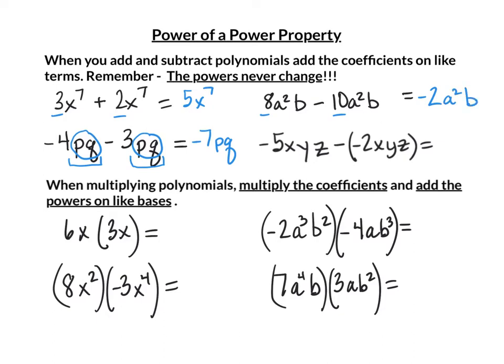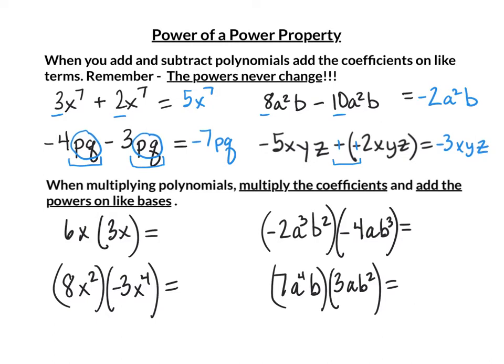And the last one, negative 5xyz minus negative 2xyz. When you minus a negative, you add the opposite. These signs change. Just the double negative makes a positive. It's really then negative 5xyz plus positive 2xyz. Negative 5 plus 2 is negative 3xyz.